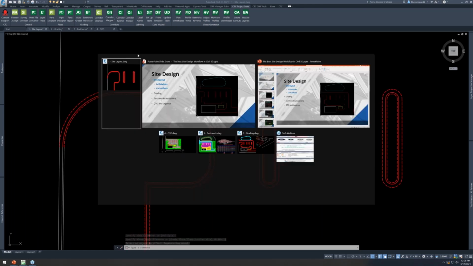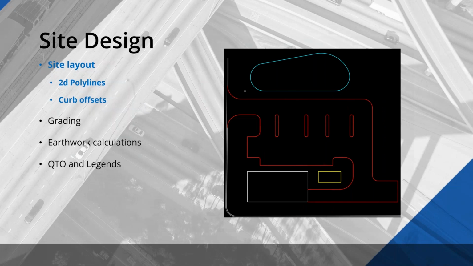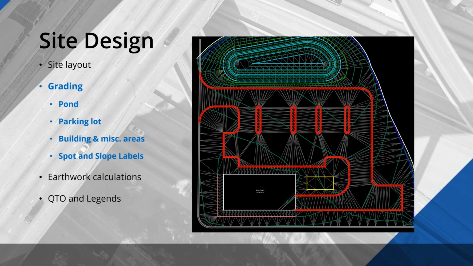Let's move on to grading. Arguably, the biggest, most complicated part about commercial site design. We're grading so many different areas, be it ponds, parking lots, miscellaneous areas around buildings, little concrete pads, or just trying to shape the earth to meet ADA requirements in the parking lot, or just getting proper drainage across our site. And so grading is a big piece of this.